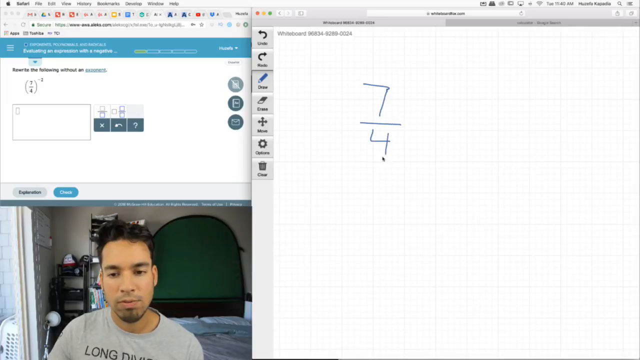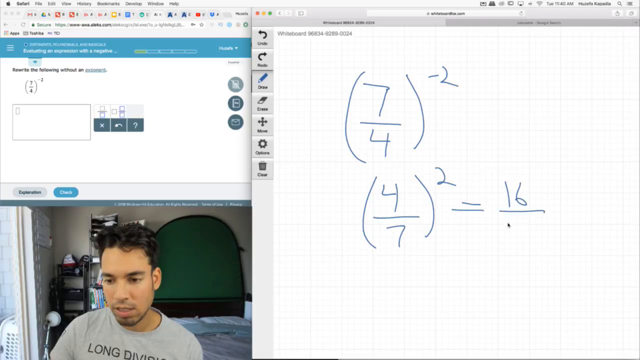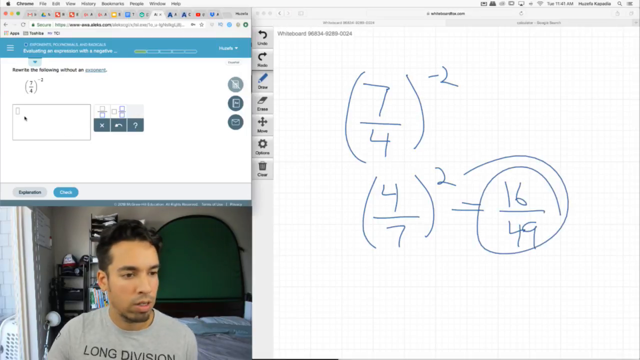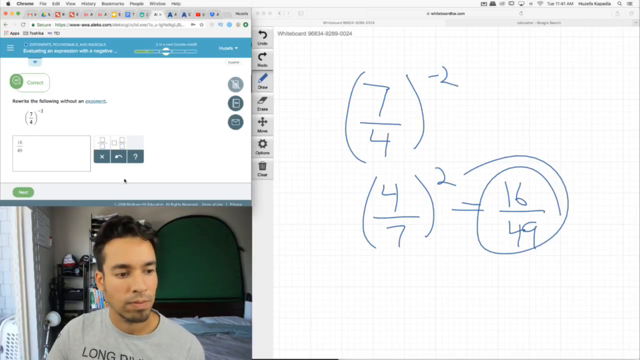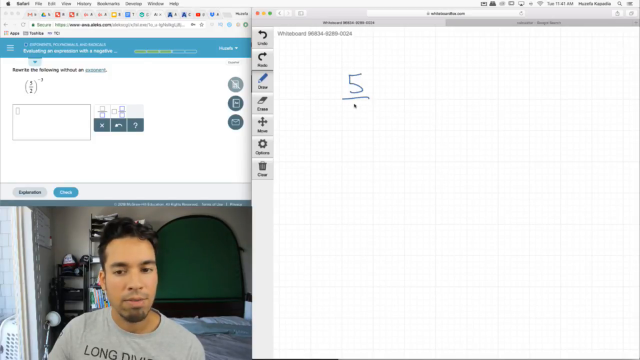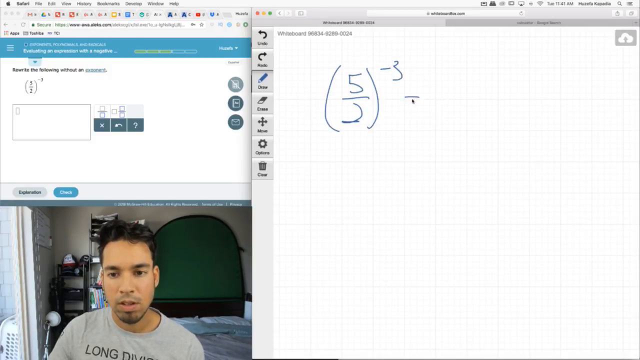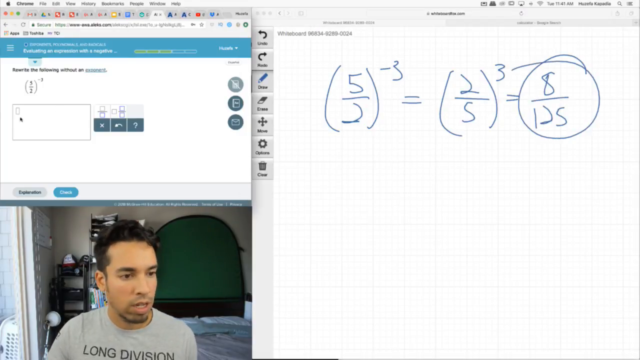This one is 7/4 to the negative 2. So I'm going to just flip the fraction, and then the exponent becomes positive, and then square both values, and I get 16/49. Next, we got 5/2 to the negative 3. So again, I'm going to flip the fraction to 2/5, make this positive 3, and then cube both values. 2 cubed is 8, 5 cubed is 125. So it's 8.